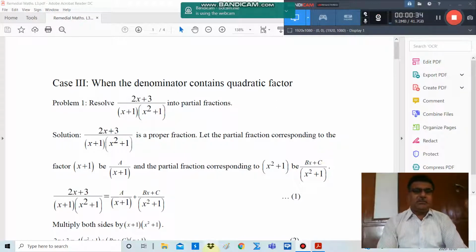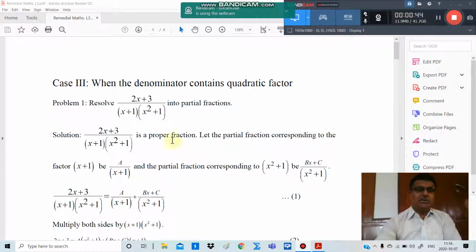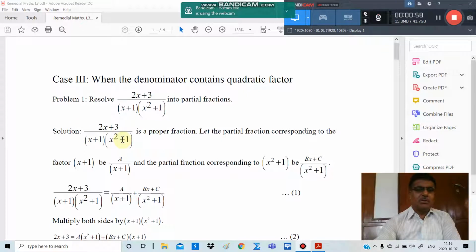Here in the first problem, resolve (2x plus 3) divided by (x plus 1) into (x square plus 1). This x square plus 1 is a quadratic factor because x square is given. Now the solution. This fraction is a proper fraction.